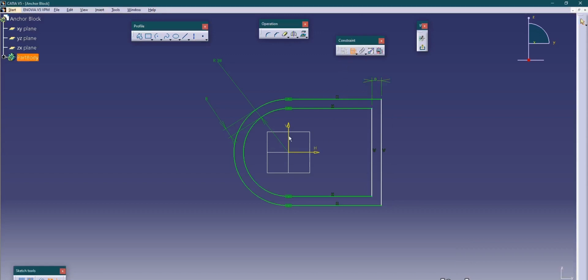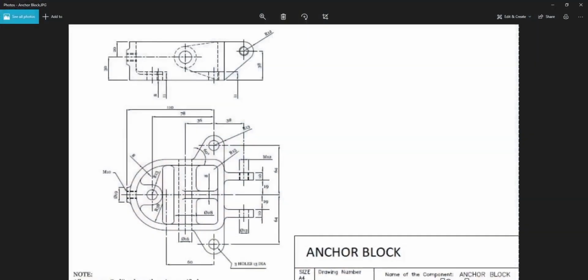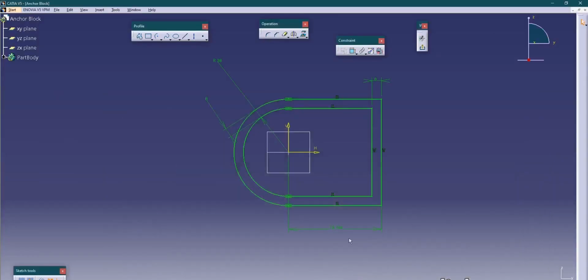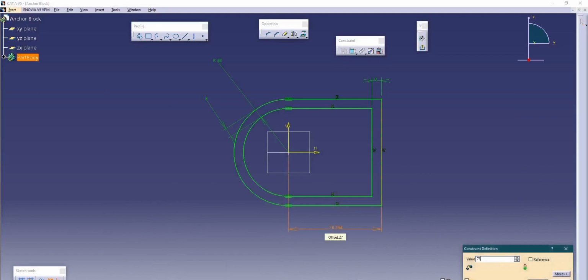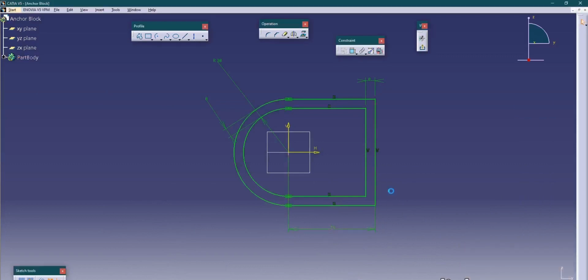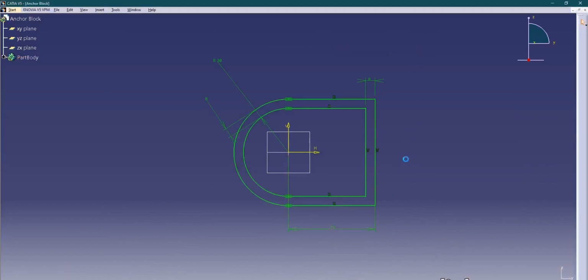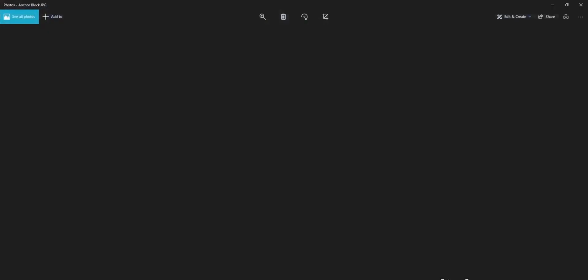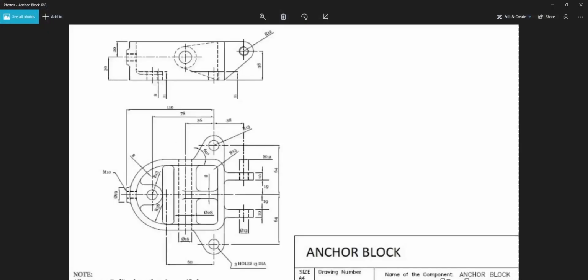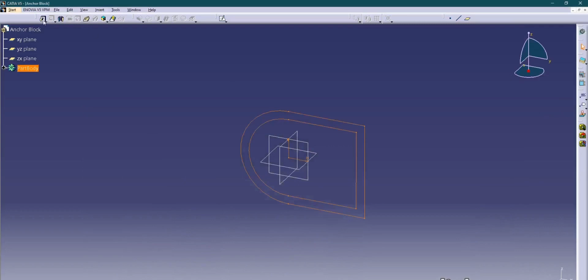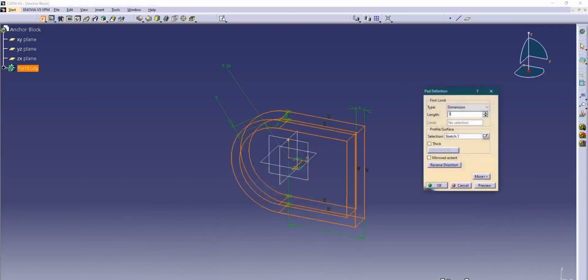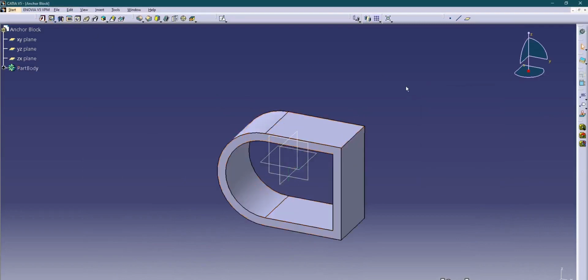Now we need this distance, which is going to be 60 plus 13, that is 73, and this is going to be extruded up to 50 mm. Okay.